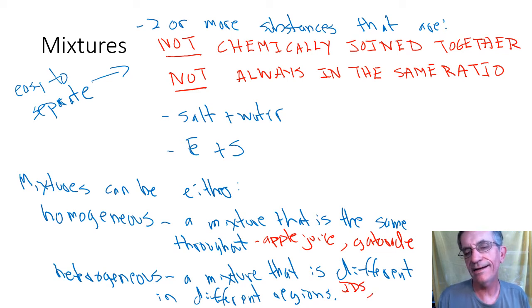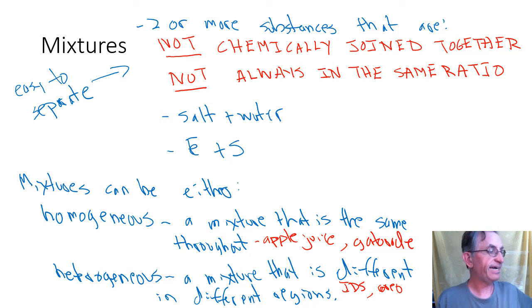So Italian salad dressing, I'm just going to write IDS for Italian salad dressing because I'm running out of room. Another example would be an Oreo. That's a delicious example. It's got layers, right? The chocolate crust layer and that white stuff that's going to give you the heart attack in between, right? The filling. All right, that's a heterogeneous mixture, different in different regions.